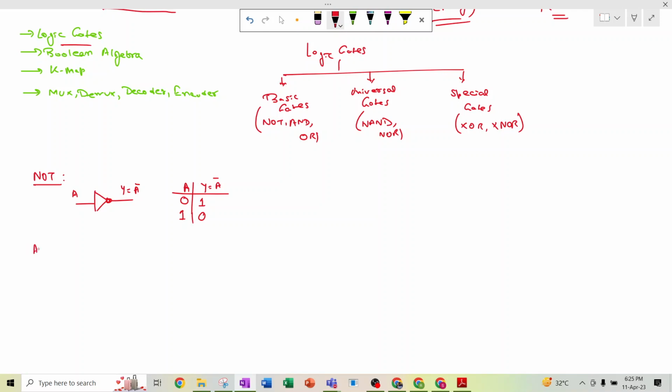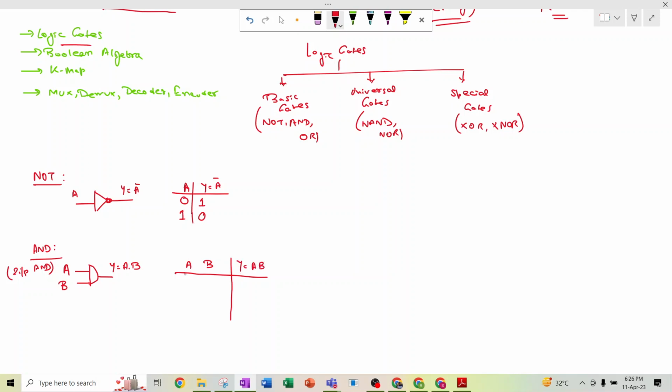The second gate is basically the AND gate. The symbol of the AND gate is like this. This is a two input AND gate. There can be more than two inputs also. I am taking a basic example of a two input AND gate. Let's suppose A and B are the two inputs of the AND gate and Y is the output. So Y can be written as A multiplied with B, A dot B.